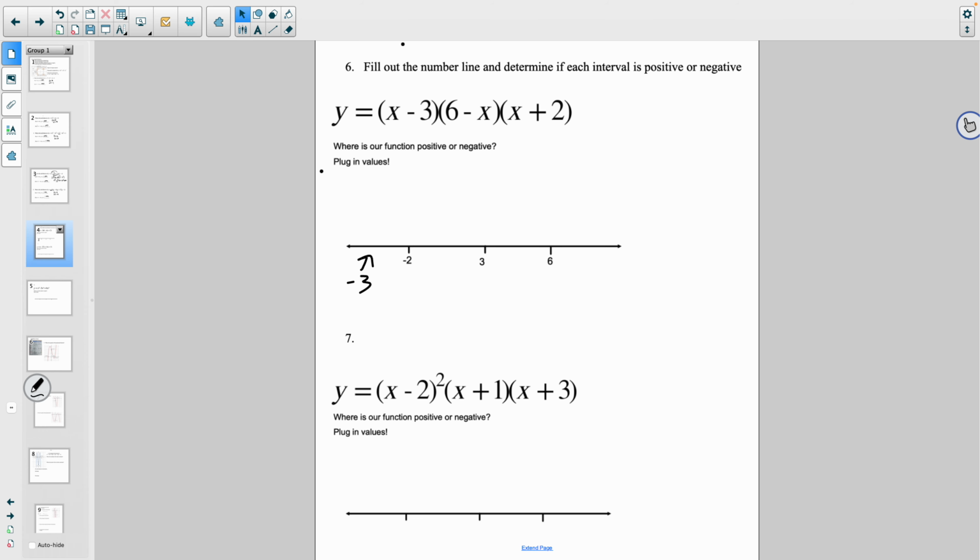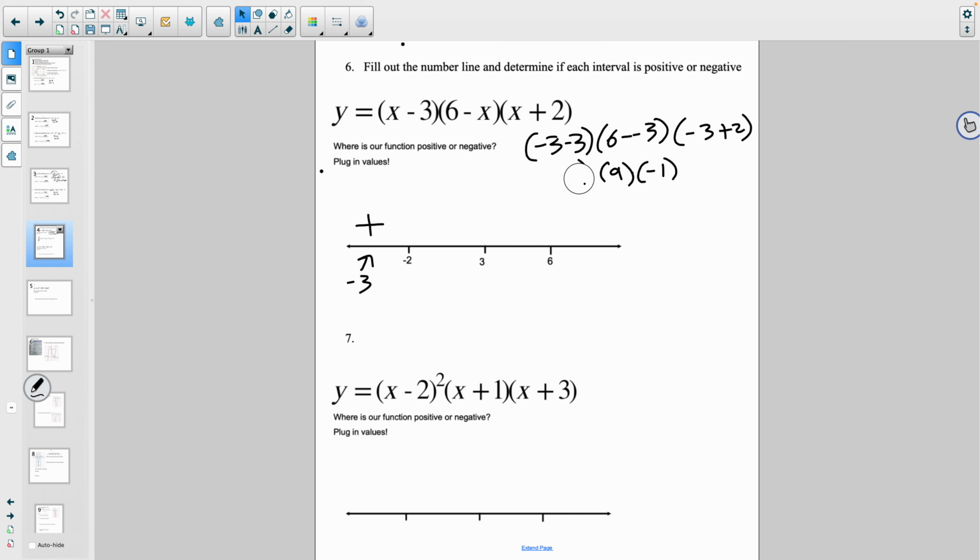So let me do this. Just plug it in for x. We'll make x a -3. So let's say -3 minus 3, 6 minus -3, and then -3 plus 2. And let's see what we get. So this one is -6. 2 negatives is a positive, so this is 9. This is -1. Remember we're multiplying all these together. -6 times 9 times -1 is actually going to give me a positive result since I have 2 negatives. Those will cancel out.